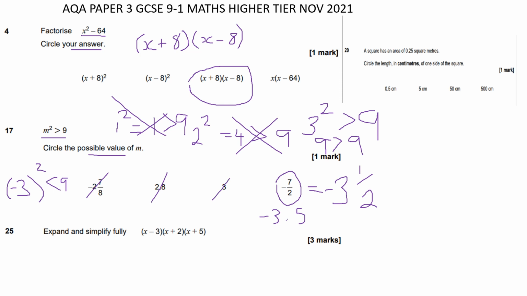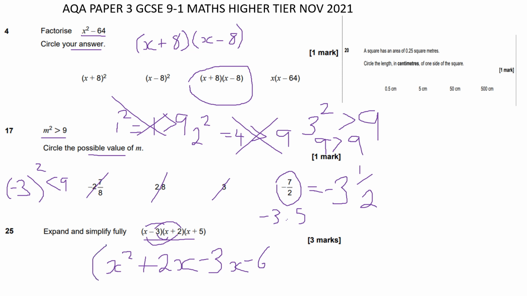For that one, question number 25 is here. Expand and simplify. So this triple bracket. I'm going to do x times x, which is going to be x squared. Then x times positive 2, which is going to be positive 2x. Then minus 3 times x, which is going to be minus 3x. And then negative 3 times positive 2 is going to be negative 6.